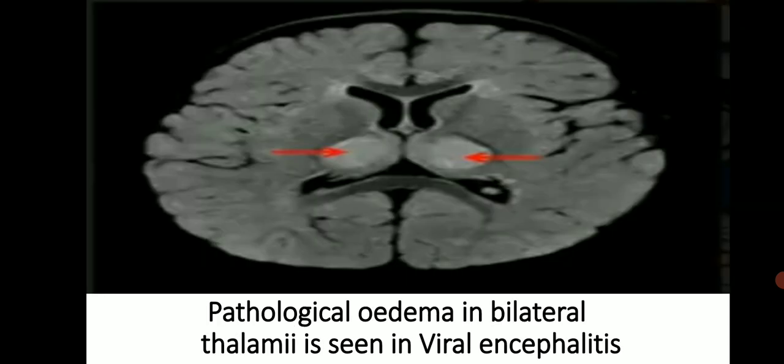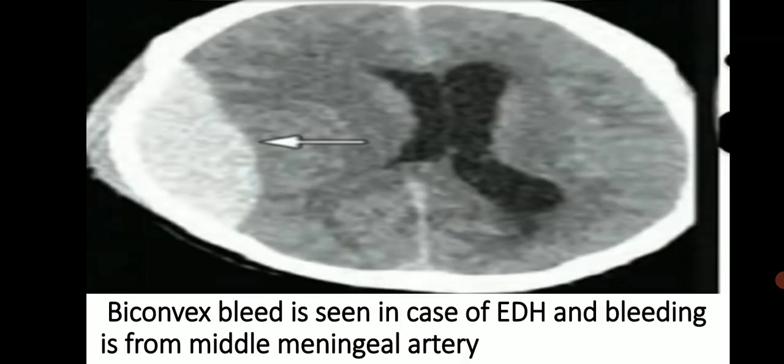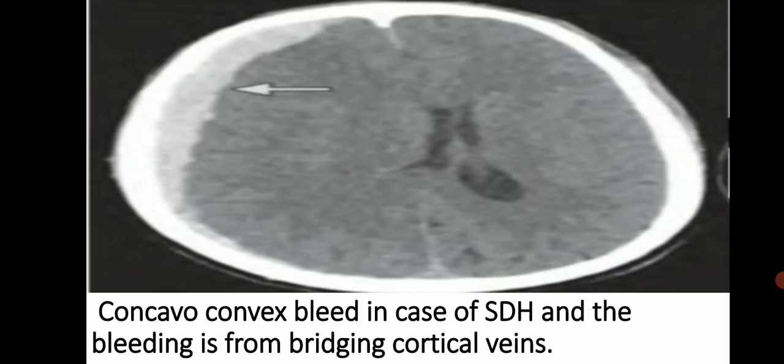Pathological edema in bilateral thalami is seen in viral encephalitis. Tuberculomas are seen at basal or upper regions of brain. Biconvex bleed is seen in case of extradural hematoma and bleeding is from middle meningeal artery. Concavo-convex bleed in case of subdural hematoma and the bleeding is from bridging cortical veins.